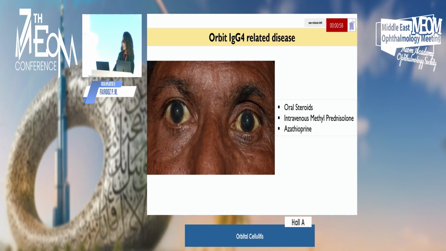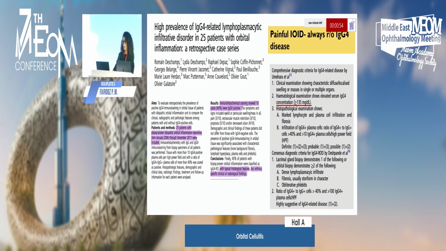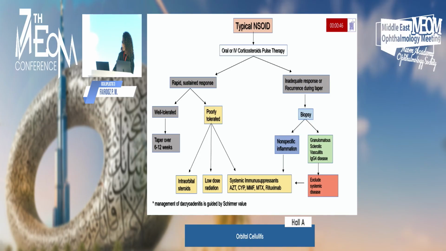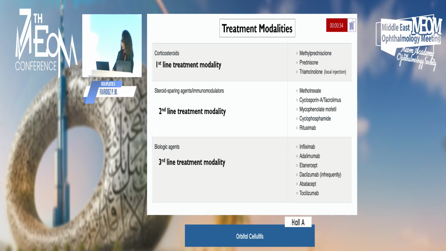So, orbital IgG4-related disease, there is a lot that we talk about it, and we have immense literature on the same. There is diagnostic criteria of this. I'm not going into the details because of the paucity of time. So, we treat all these orbital inflammations to start with steroids, and if it's non-responsive, you go for biopsy and other immunosuppressants depending upon the clinical diagnosis and histopathological diagnosis.